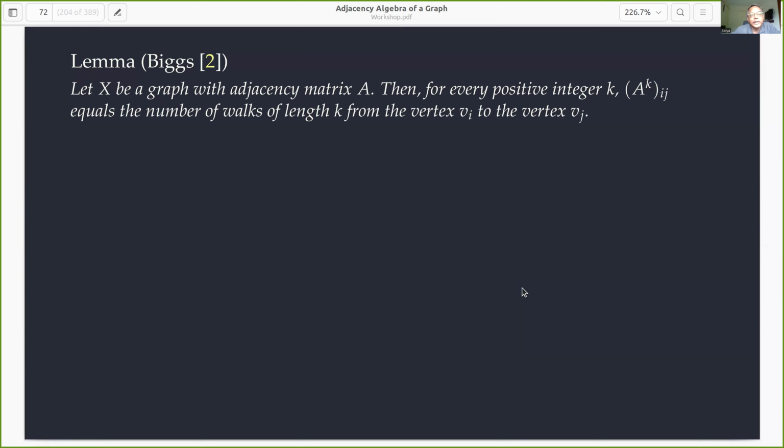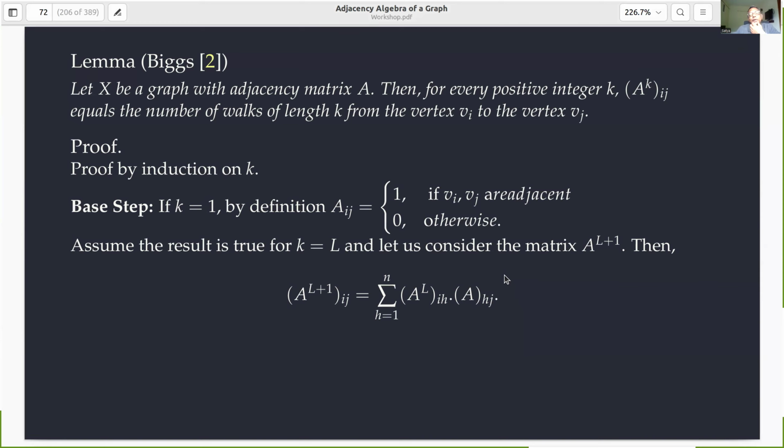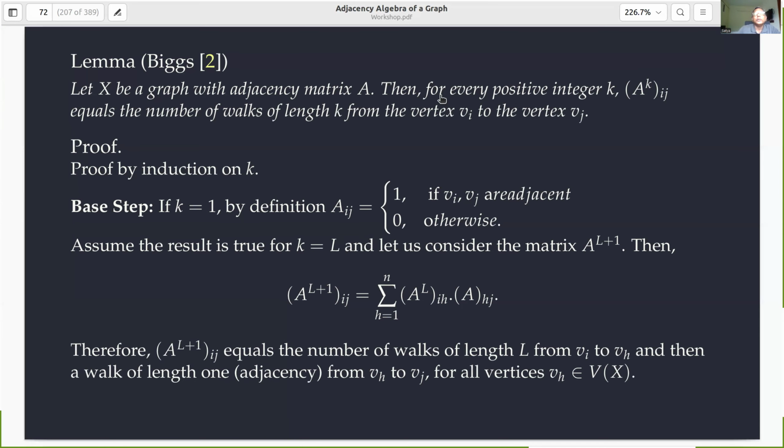So we'll assume the result is true for k, then we'll prove for k plus 1. So assume it is true for L, then you will take A power L plus 1. And you know matrix multiplication, the ijth entry, you will multiply row with the column, sum over h equal to 1 to n, A^L(i,h) times A(h,j). In A^L, the (i,h) entry is the number of walks of length L from i to h. And there is one more edge, then I get a walk of length L plus 1 from i to j, right? So that is actually the proof, not tough. Hope it is comfortable.